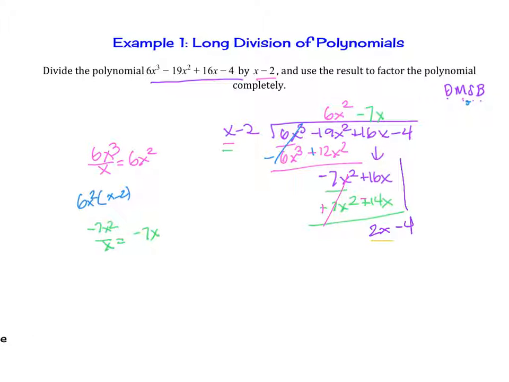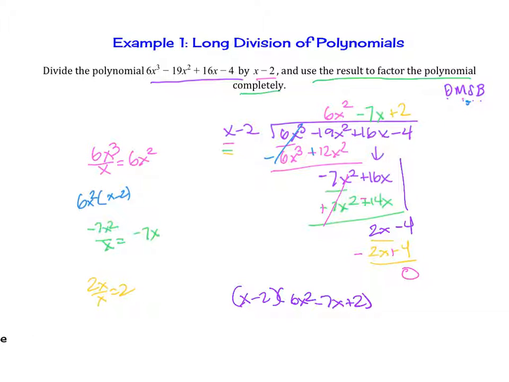So we divide that last time, 2x and x. So 2x over x is 2. So that is plus 2. Then we multiply. So this is 2x minus 4. We subtract, change the signs, and we're left with 0. So it went in perfectly. So we're going to go ahead and write it. Here's one way to write it, is we're going to say x minus 2 times the quotient of 6x squared minus 7x plus 2.